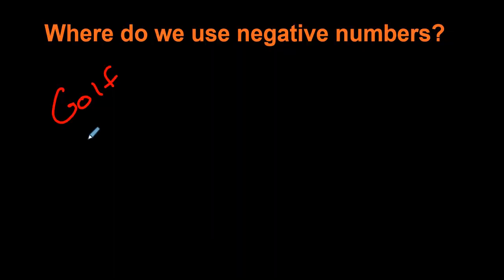If you have a score of -1, that's a good thing. You're trying to get as negative of a number as possible in golf. Now, another sport that we use it in is football.